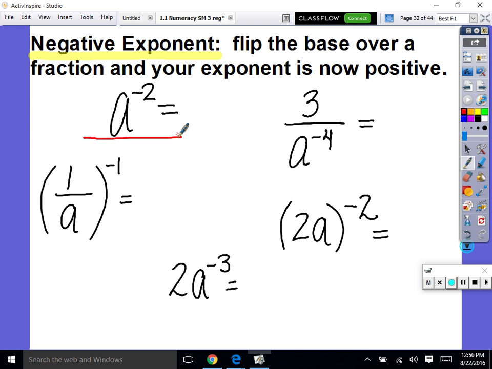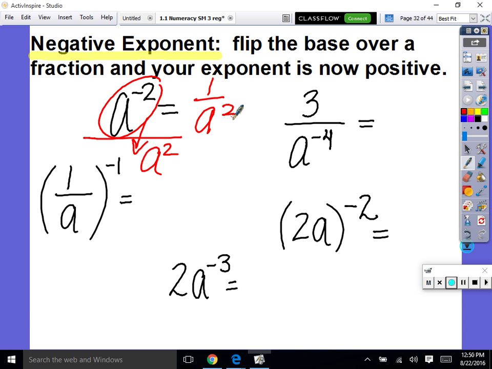So a to the negative 2, to make that a positive power, because it's not acceptable to have that as a final answer, we flip it over a fraction. So we bring it to the bottom and now it's positive 2. Left on top wasn't nothing. There was always a 1 there. So we have 1 over a squared. That is how you would properly write a to the negative 2. You will see something like that on your ACT, promise.